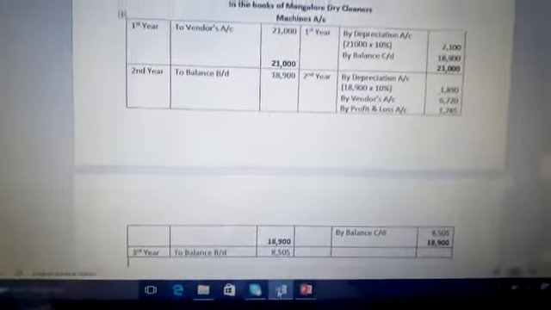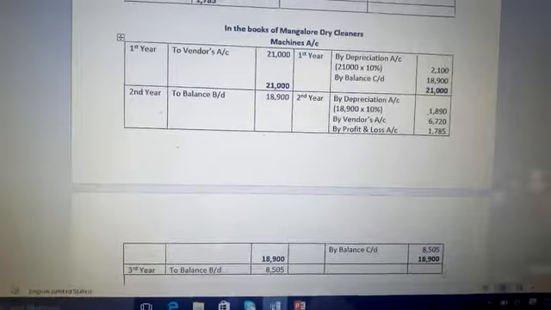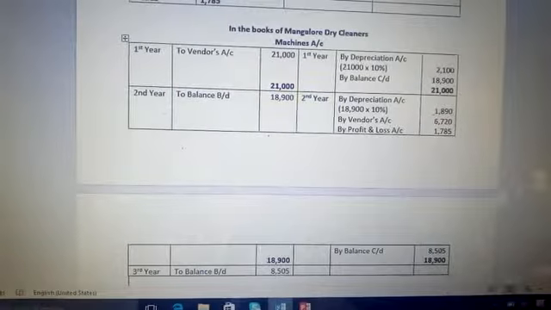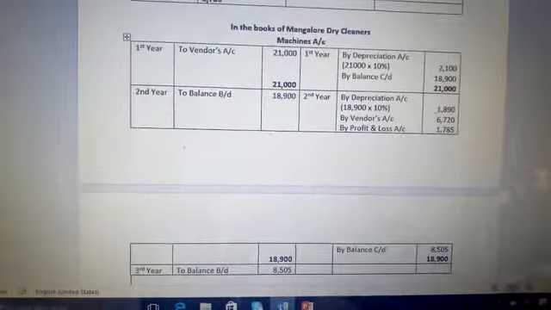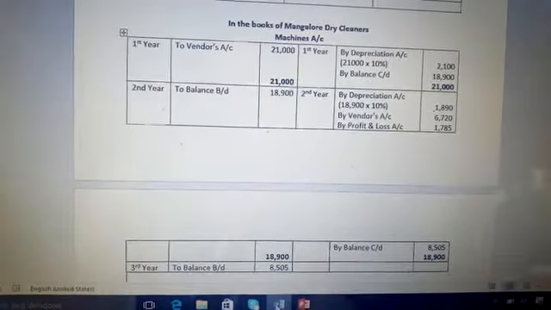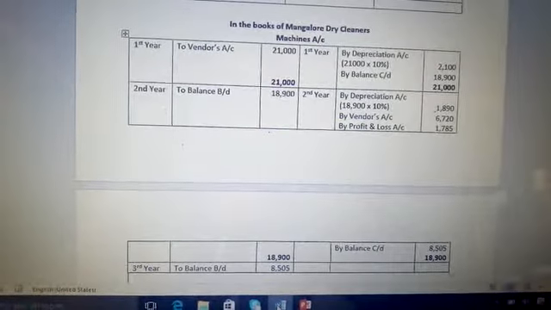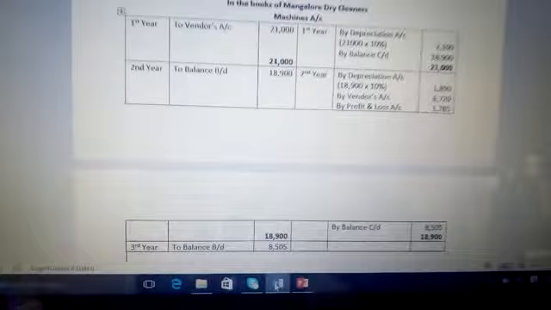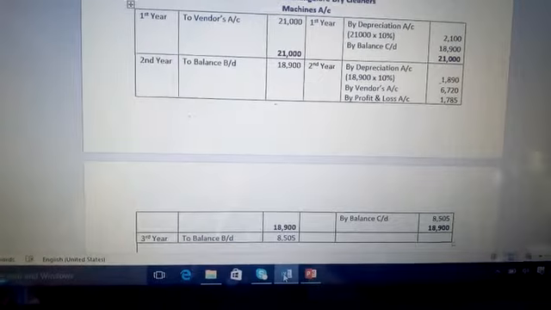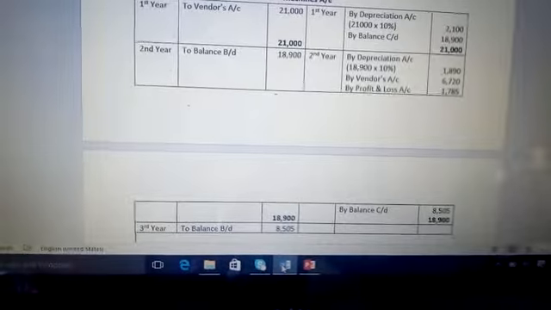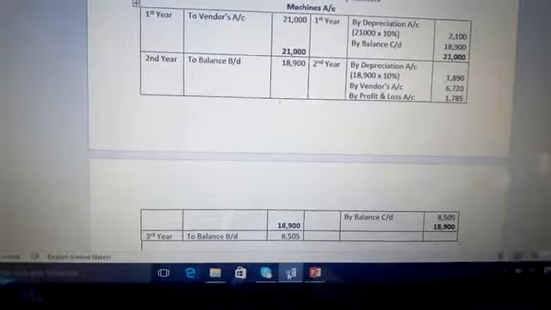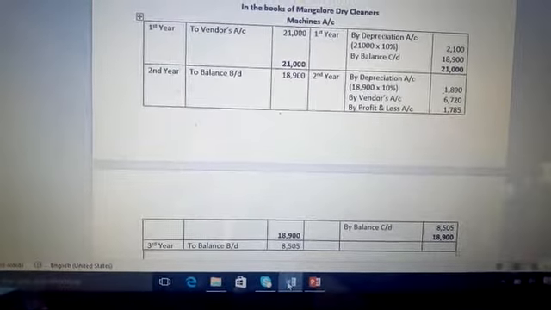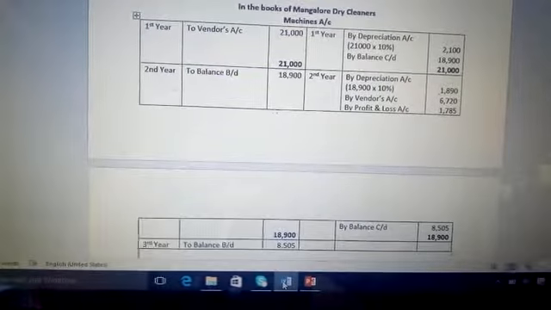See the machine's account properly. So we charge depreciation. First one, machine account to vendor's account. So this is the first entry. Total cash price of the asset purchase 21,000. We charge the depreciation at the rate of 10%, 2,100. Balance carried down is 18,900. Here, as a default is effected in the second year, we need to prepare the account for 2 years only. In the second year also, in the year of default, we will pass all the entries except the entry for payment of installment. So in the second year, you should be very careful.